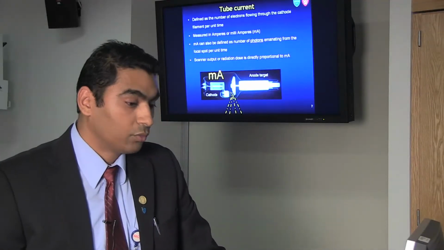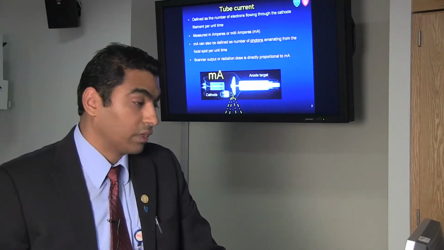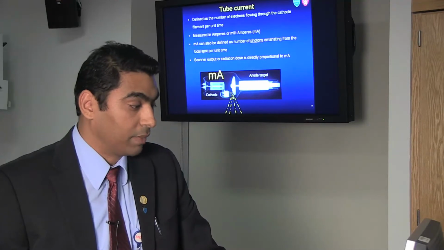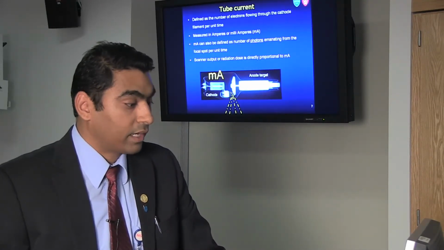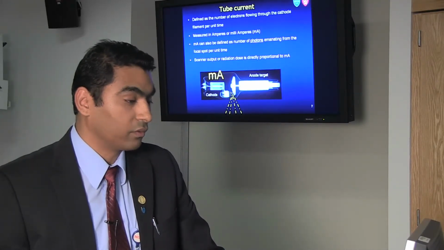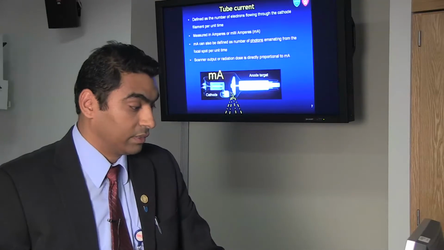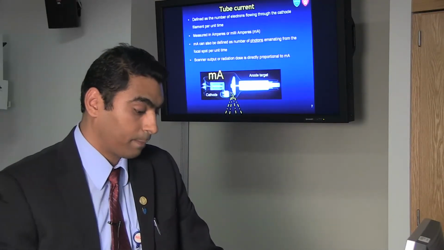Now let's look at the tube current. Tube current is defined as the number of electrons flowing through the cathode filament per unit time, measured in amperes, or in CT, in milliamperes. It can also be defined as the number of photons coming out of the focal spot per unit time. This is the scanner output, or the radiation dose, and it's directly proportional to the mA.